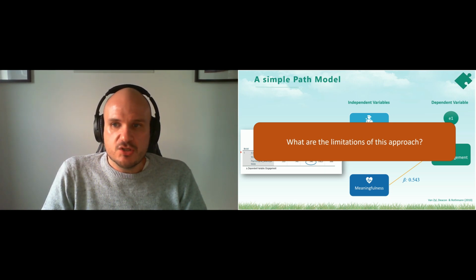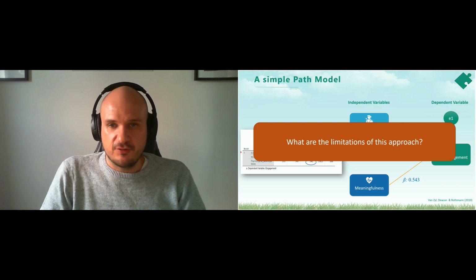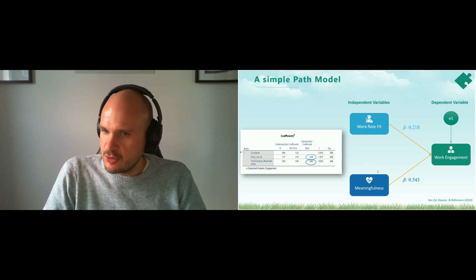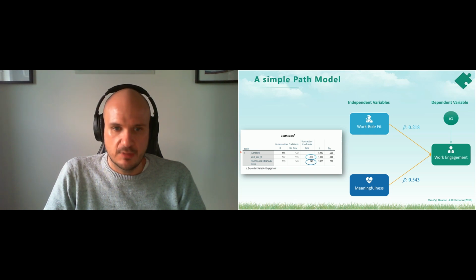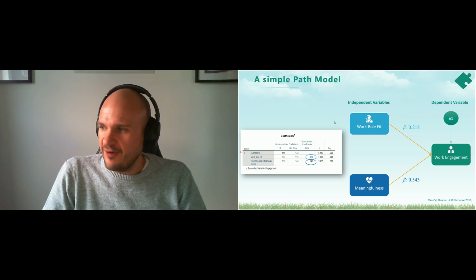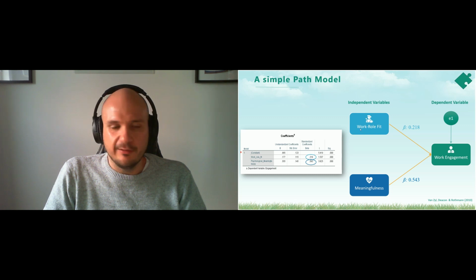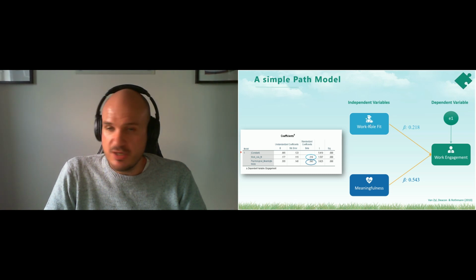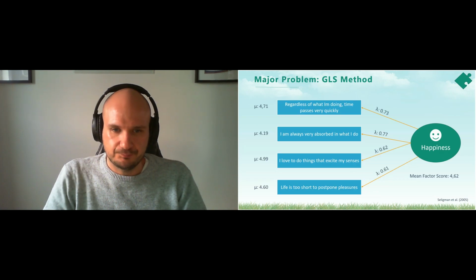Another major factor for us is: how do we get to these factors in the traditional approach? We take all of the items, so all 5 items that loaded on work role fit, we added them together and divided them by 5, and we got a mean score for that. That's how we got to this score, and we do the same for each one of these. What's the problem with this?